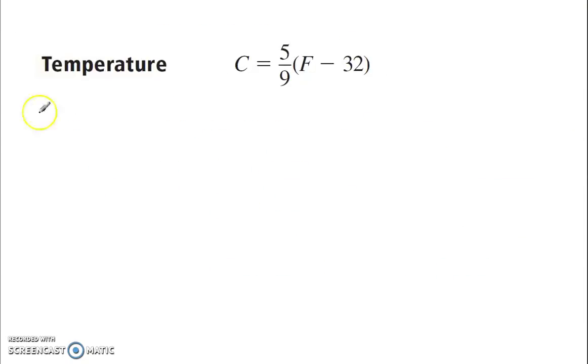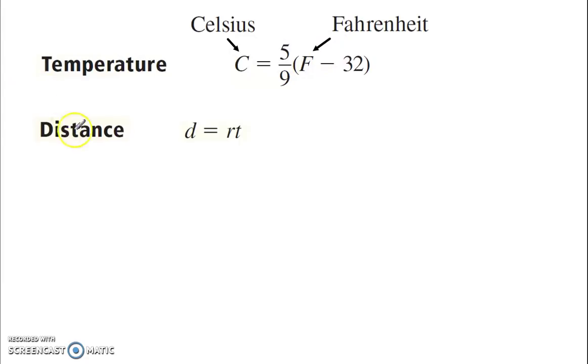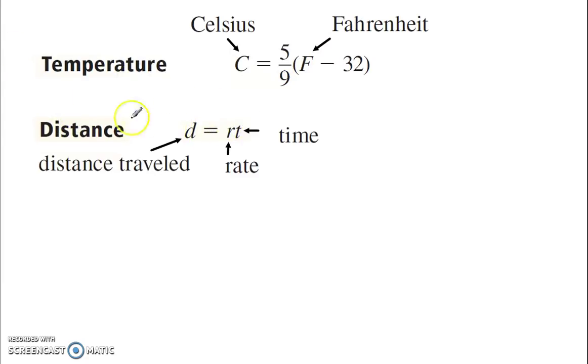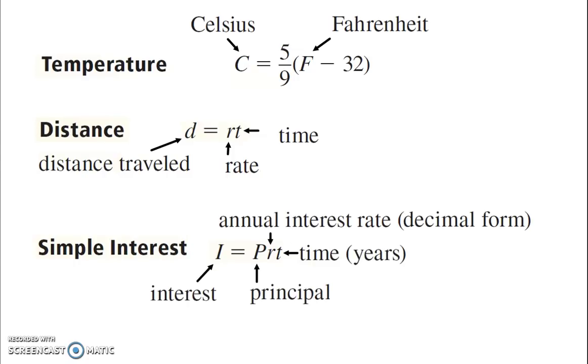All right, here are a few common formulas you should be familiar with. Temperature: C = 5/9 times (F minus 32), that is Celsius and Fahrenheit. Distance is rate times time, this is the distance traveled, rate, and time. Simple interest, I equals PRT. This is the one we're not quite as familiar with. Make sure you're taking notes.